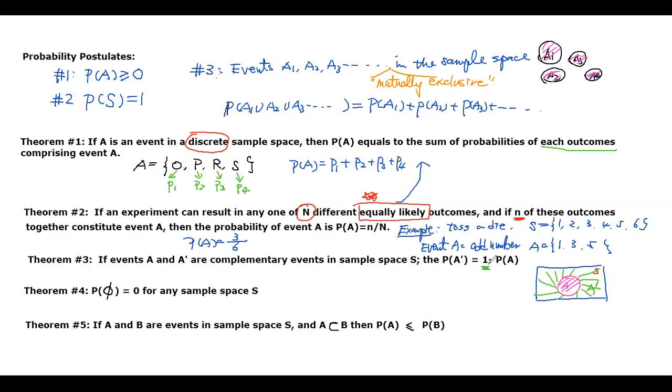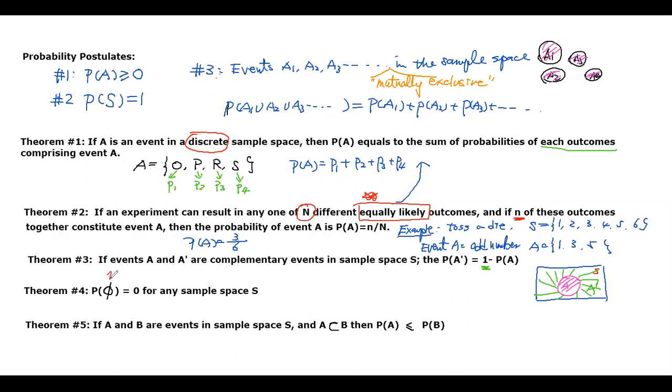So for the second example, if A is an odd number, then P(A prime) is the probability of an even number. So it's 1 minus 1/2 here. Okay, so now the next theorem is also kind of trivial.